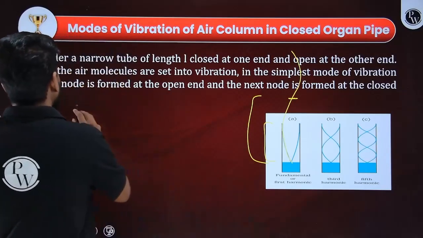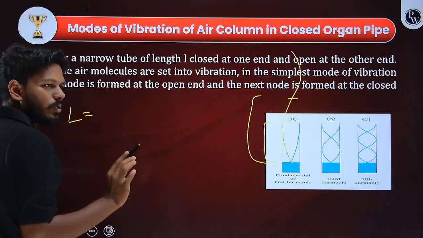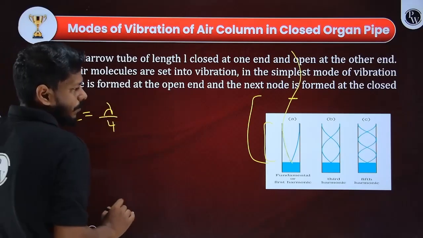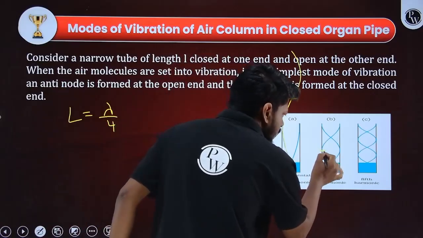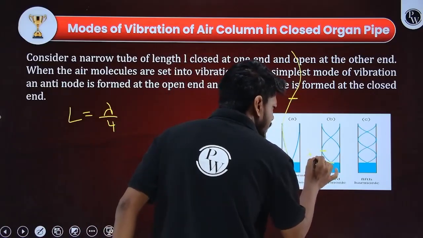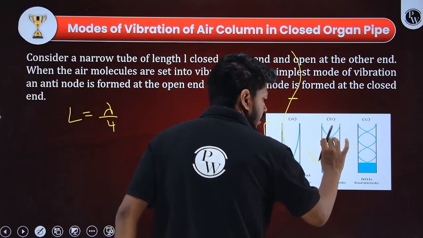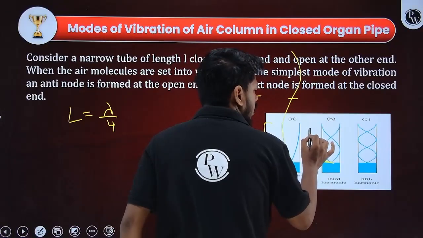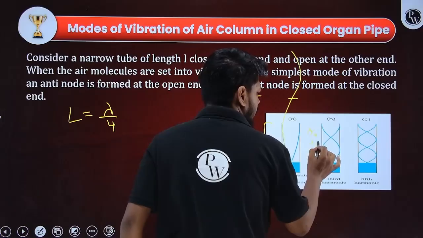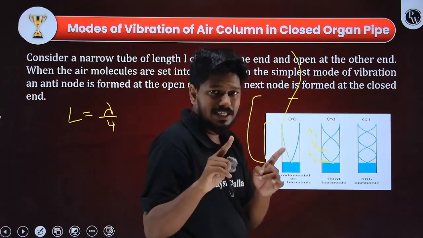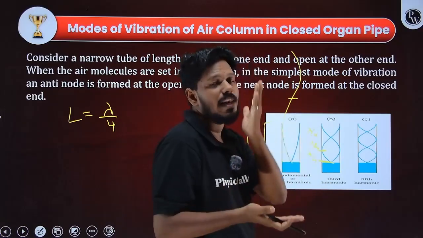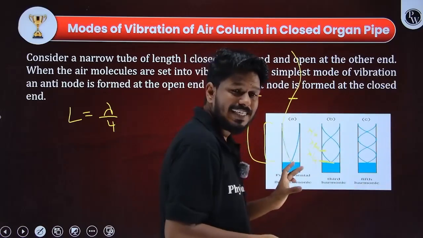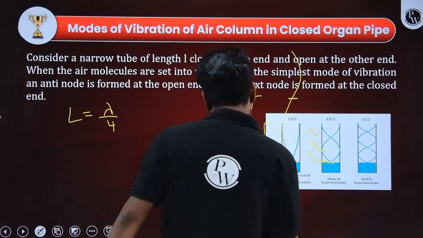So what is my length? My length is equal to lambda by 4. What will be this one, sir? From here to here it is lambda by 4, and here to here lambda by 4, and lambda by 4. So I am getting lambda by 4, lambda by 4. In all previous cases it was lambda by 2, 2 lambda by 2, 3 lambda by 2, 4 lambda by 2. But here it is lambda by 4.